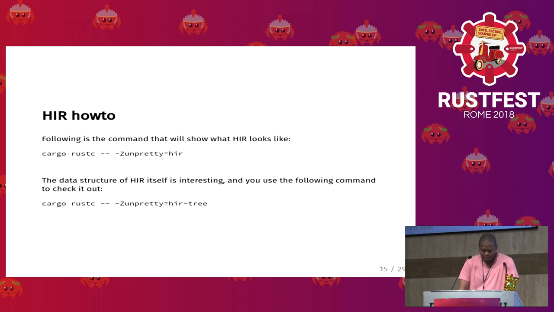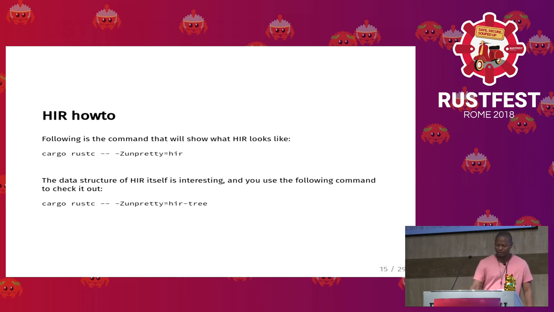So these are just the commands. If you wanted to see the output of what HIR looks like, that's what the commands look like. You go into your crate directory and then run that, and you'll later see what the output actually looks like. I don't know why they use the name unpretty, actually. And I don't think it has to do with the look of the code. It's quite curious.